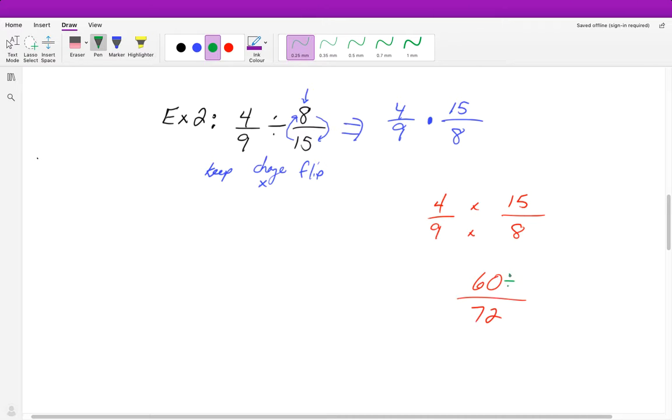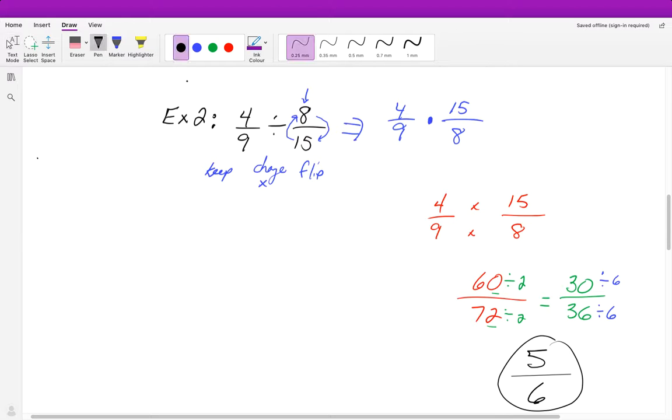So I know that 60 and 72 are both divisible by 2 because they both end in an even number. So I know that this is going to reduce to 30 over 36. And now from here, hopefully you can tell that 6 does divide evenly into both 30 and 36, so I will divide both by 6. But if you couldn't tell, you could have always just kept dividing by 2 until you couldn't reduce anymore. And 30 divided by 6 is 5, and 36 divided by 6 is 6. So this answer is 5 over 6.